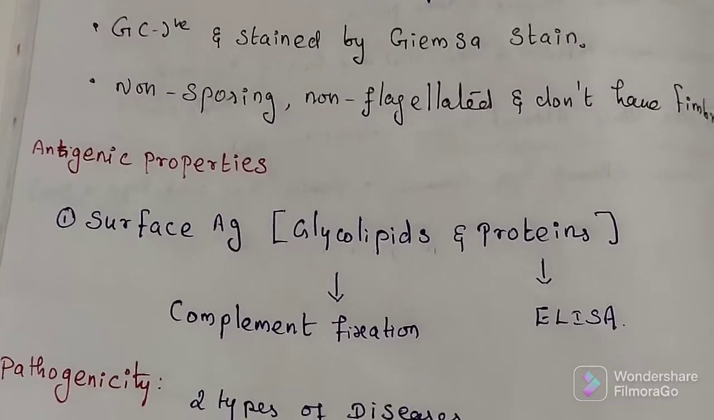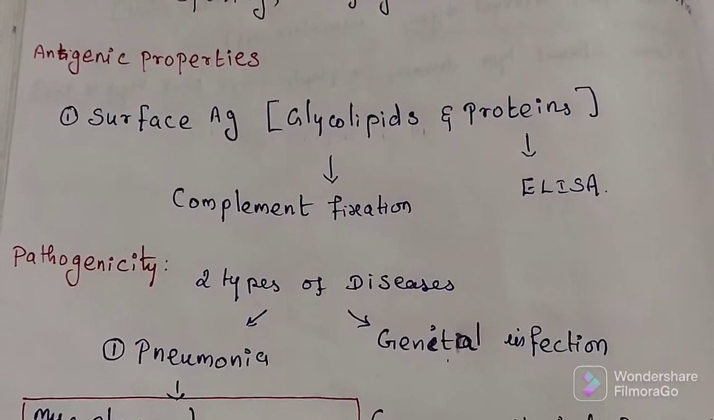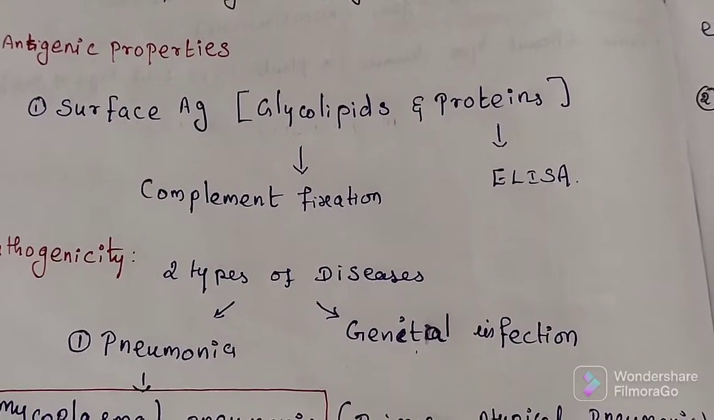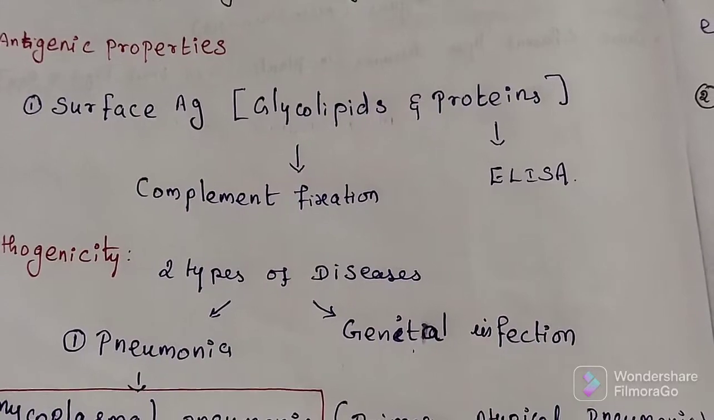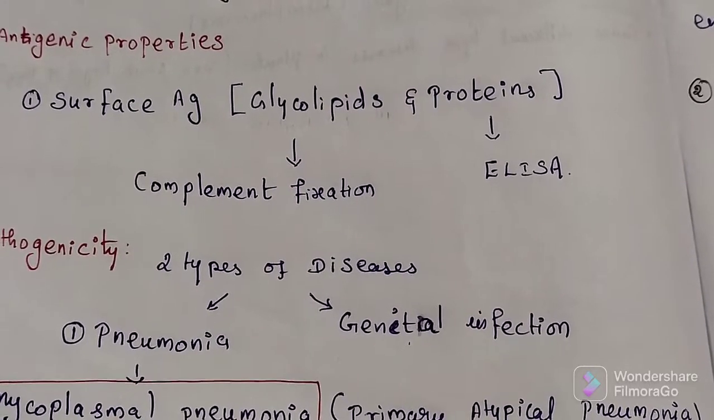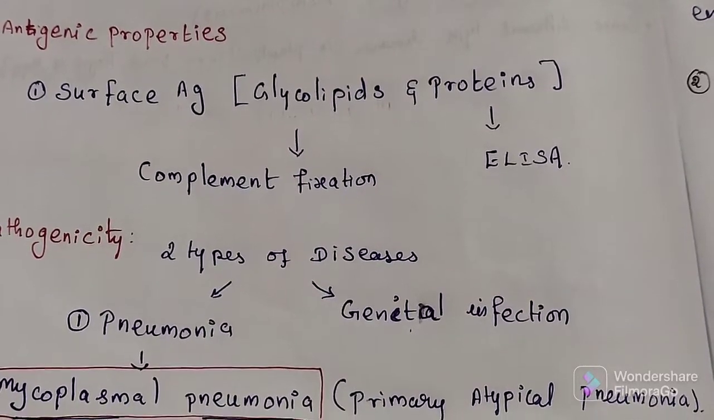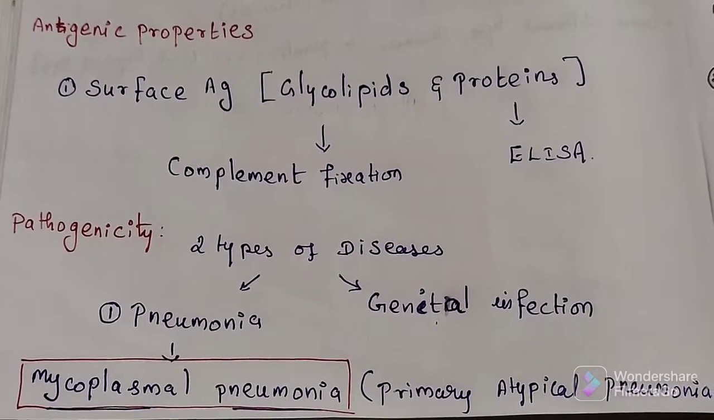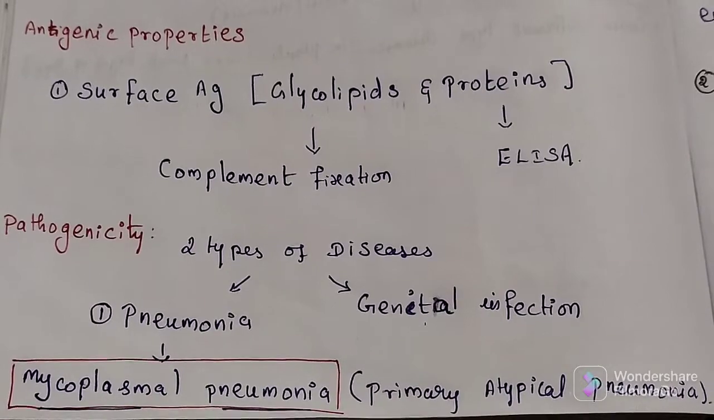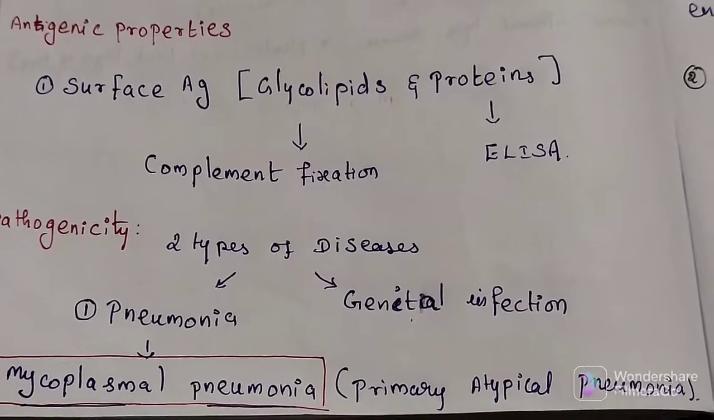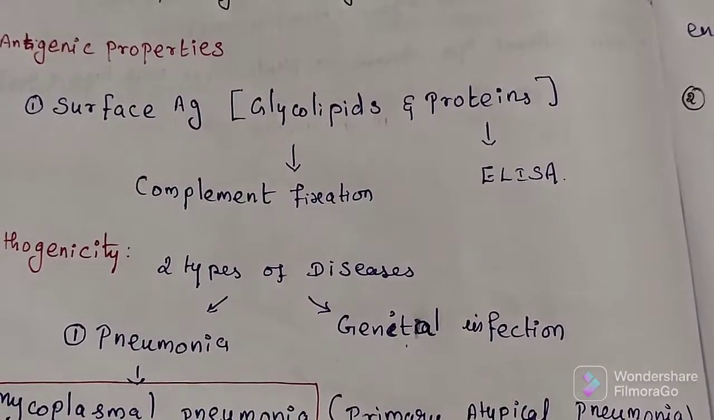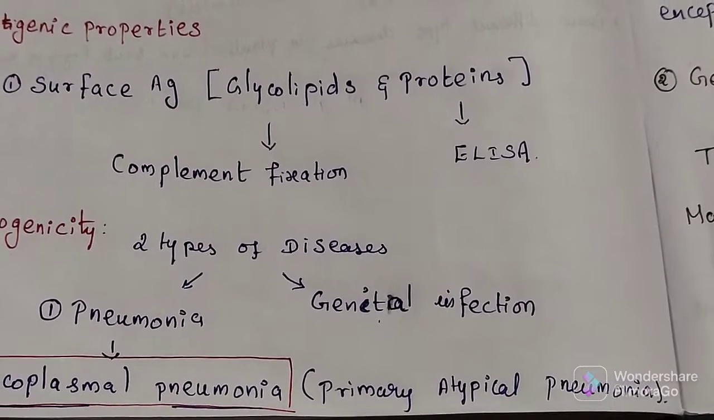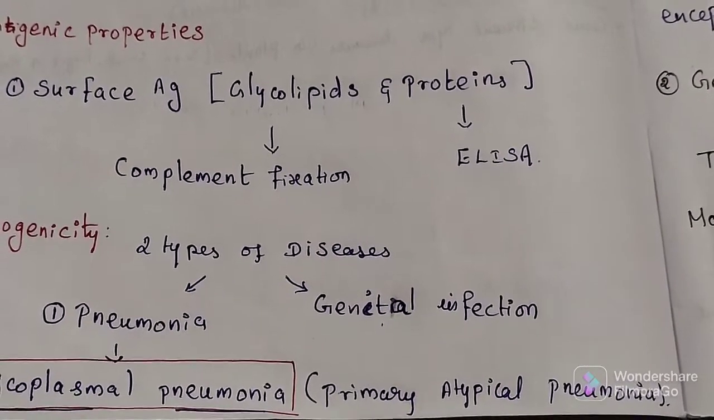Next, pathogenicity. It causes two main types of diseases. The first one is pneumonia, the second one is genital infection. First, let us see pneumonia caused by Mycoplasma pneumoniae. Mycoplasmal pneumonia is called primary atypical pneumonia.